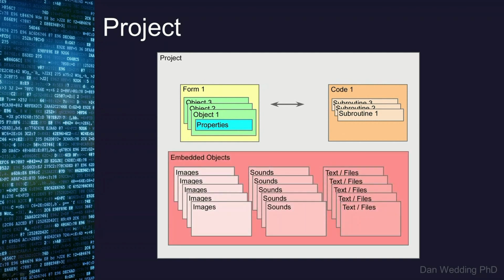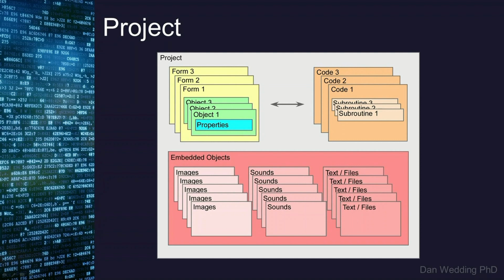We will also learn how to embed our own objects, such as images, sounds, and files. By adding objects to the project, they will be included when the project is moved from computer to computer, so that there are no broken links. We will also cover how to add multiple forms to a project along with their corresponding code sections.